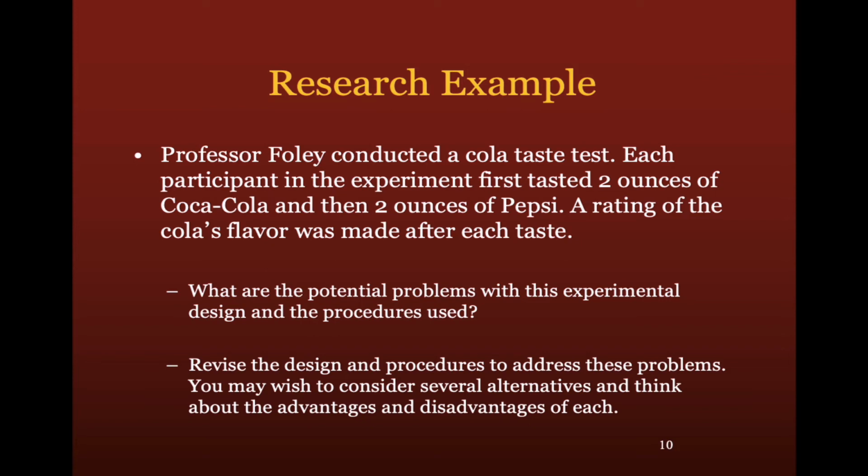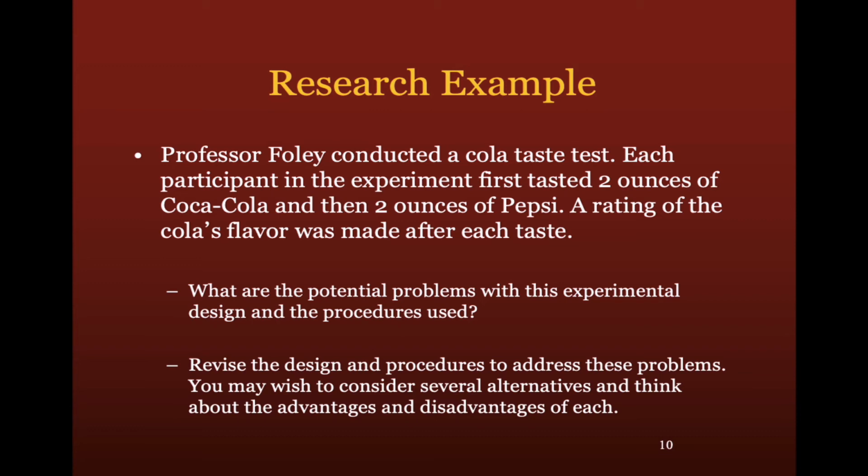So one problem, what we talked about last class, is there could be order effects. Maybe the fact that they had Coke first and then Pepsi, the Coke might have influenced their responses to Pepsi because they're contrasting the different flavors. So that order effect of having Coke and then Pepsi is problematic. What you could do is counterbalance. You can give some people Coke and then Pepsi, or you can give other people Pepsi and then Coke.